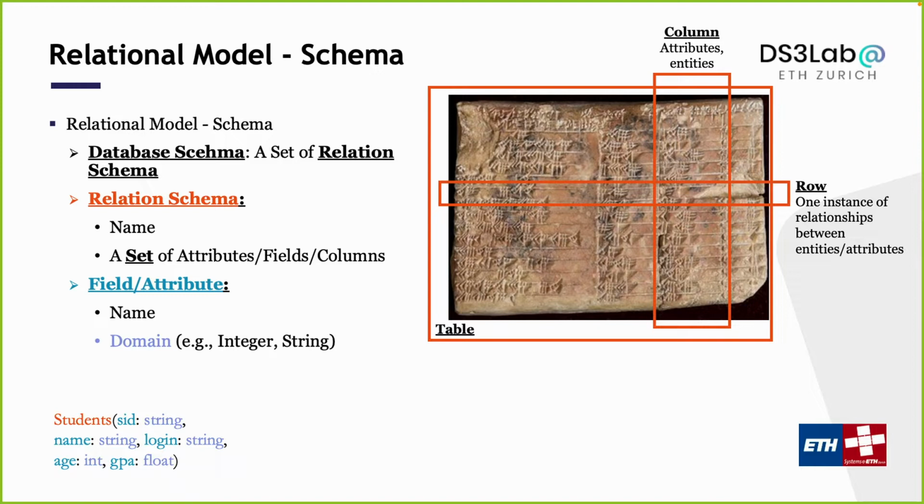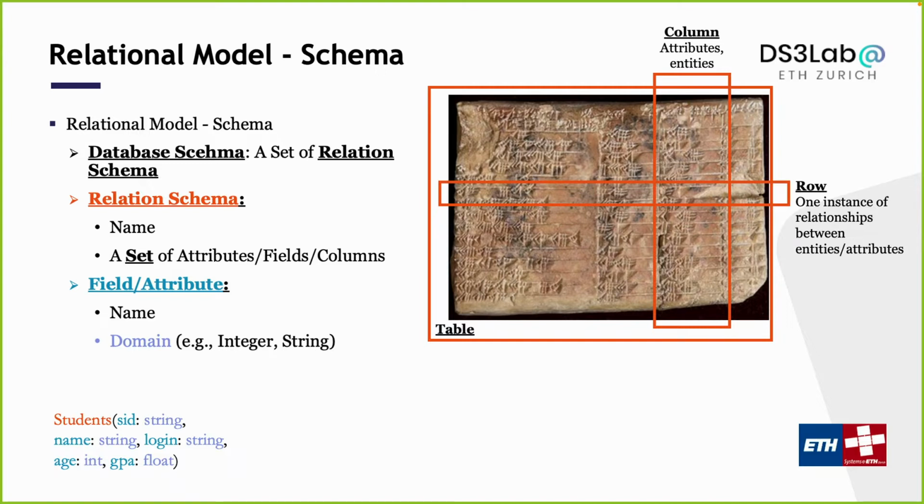This is the schema of one example relation called students. Here it is all color-coded, so you can read it correspondingly. The name of this relation is students, and then it contains a set of attributes. You have student ID, name, login, age, GPA. So these are 5 different attributes. You can think of that as 5 different columns in the same table.